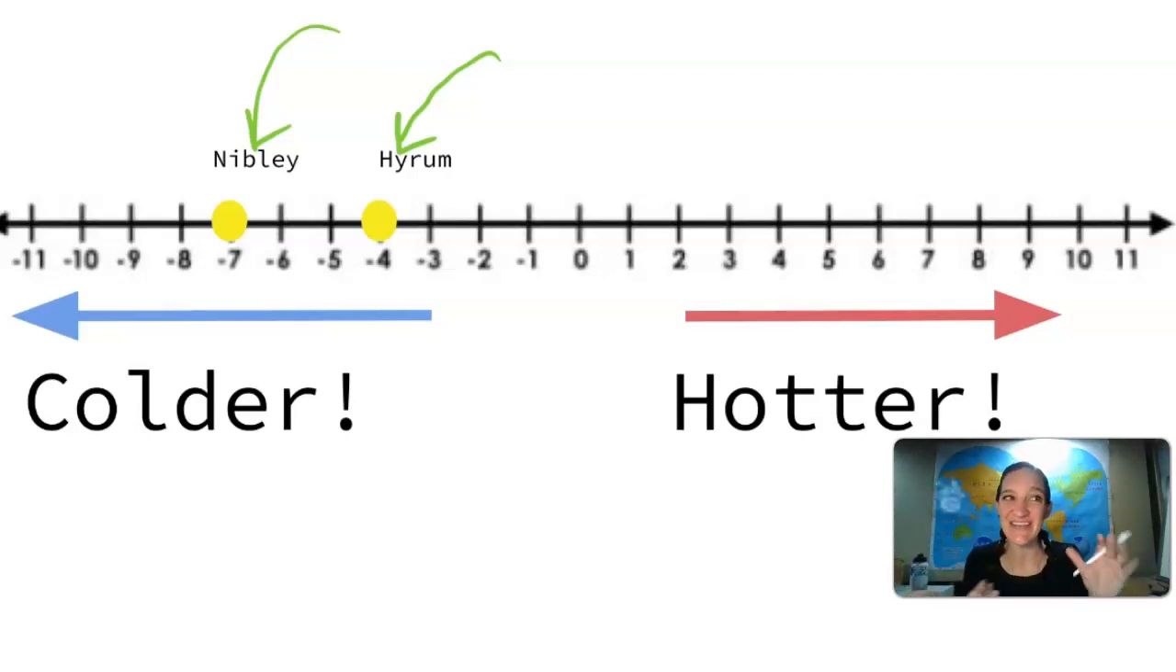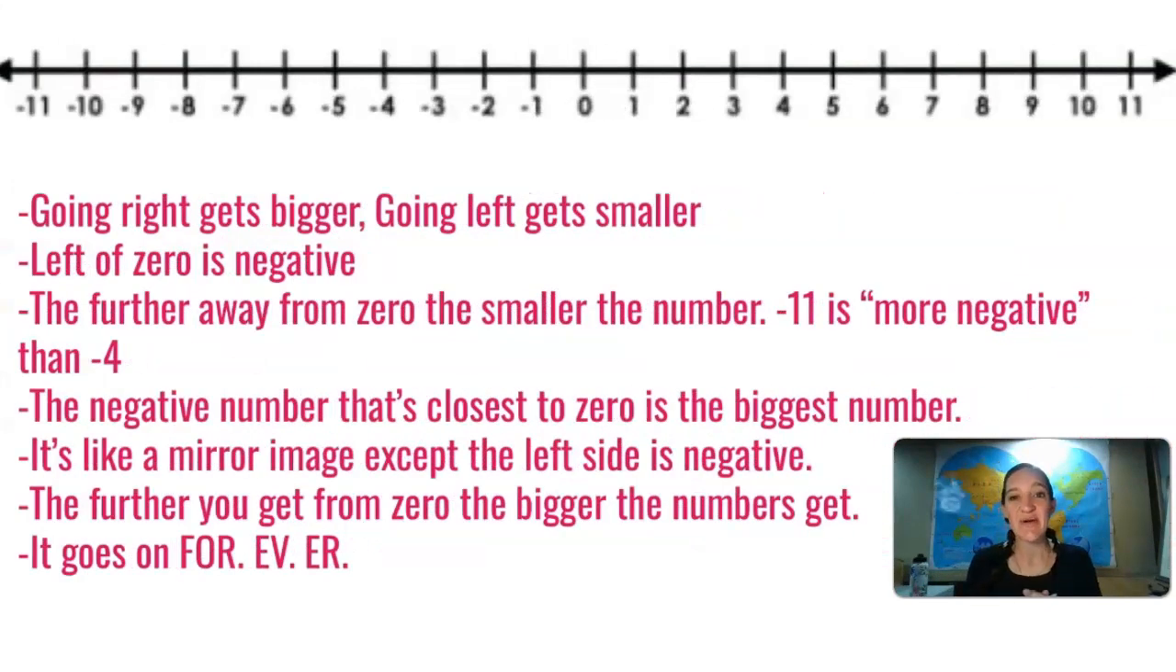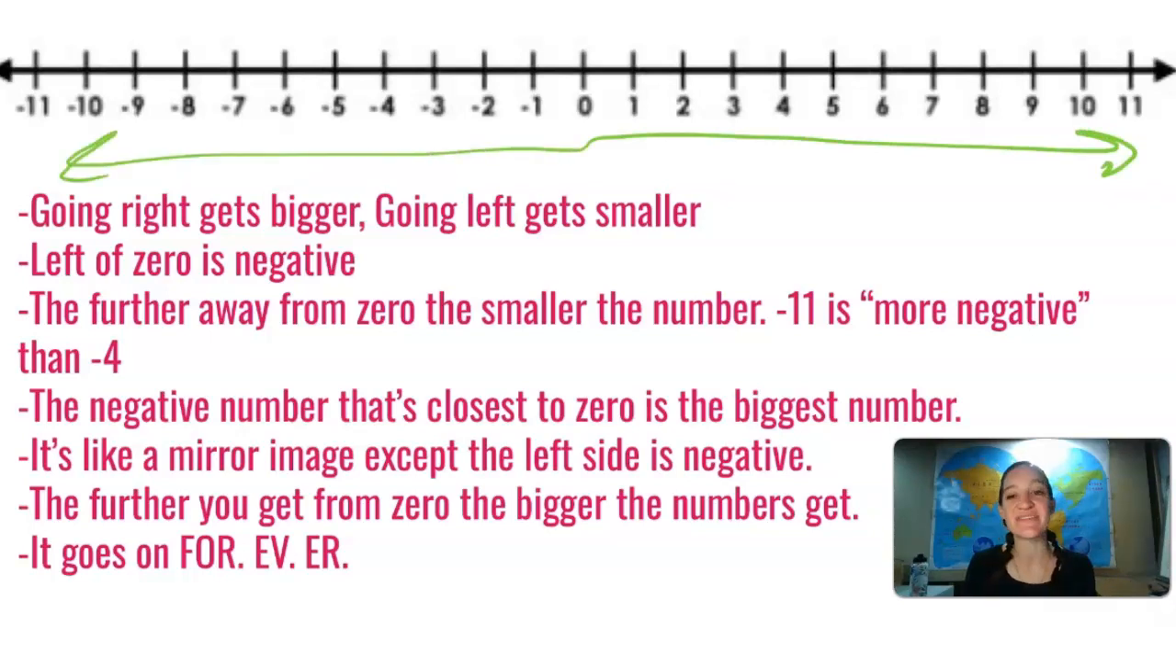And when we get into negatives, it's kind of going to blow your mind. We got to think the opposite of what we've learned about positive numbers. So as we look at this number line, what are some things I want you to notice? Well, I want you to notice that going to the right, our numbers get bigger. Going to the left, our numbers get smaller. Anything left of zero is negative. The further away you get from zero, the smaller the number actually is.